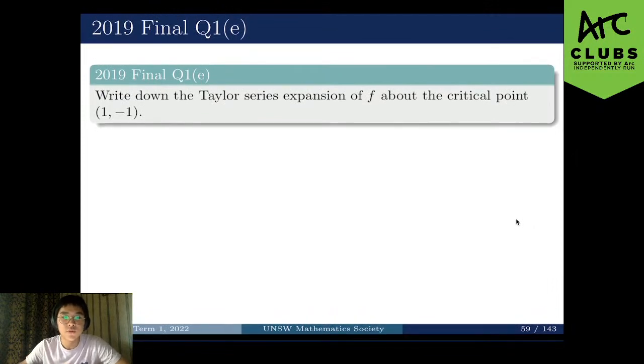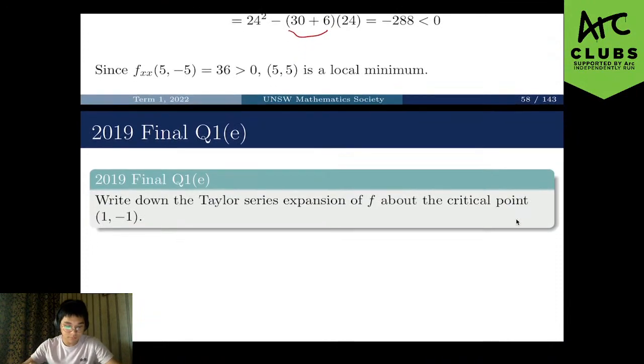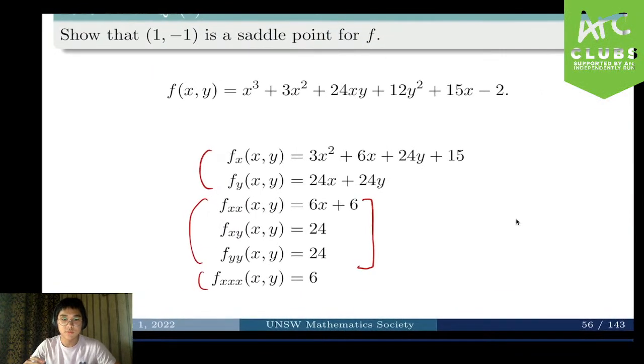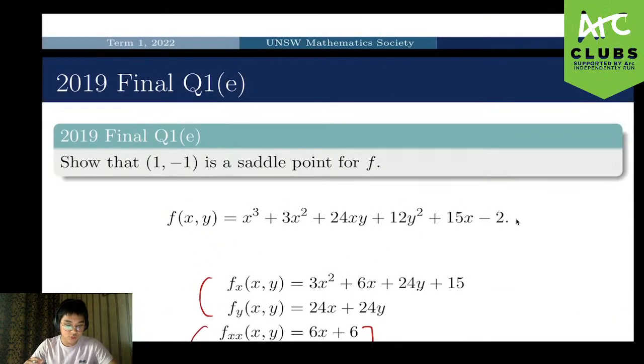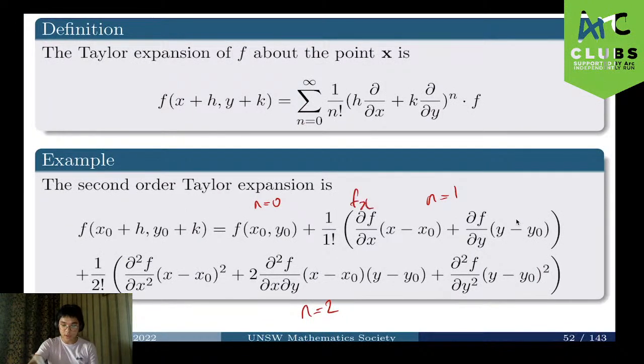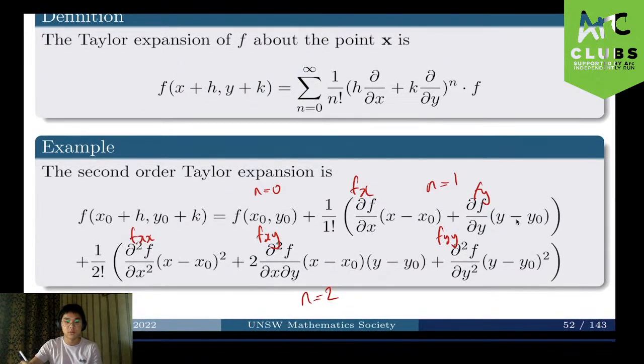Okay, so now write down the Taylor series expansion of f about the critical point (1, -1). So since we found all these first, second, and third order derivatives, we can essentially sub it into this formula. Yeah, so this is like fx, fy, fxx, fxy, fyy.